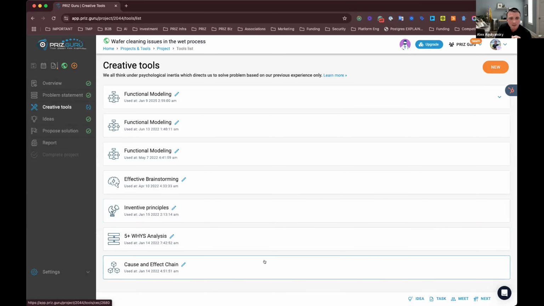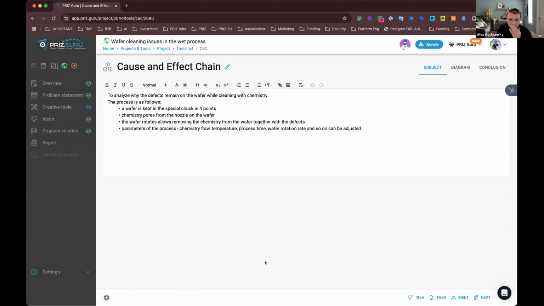Okay. So cause and effect chain, like any other tool that we have in the platform, is structured in a very similar way. We have the subject, where we encourage people to describe what they're actually trying to analyze with that tool right now. And that's very important for people to understand who work on it, because it focuses them on a particular area of analysis.